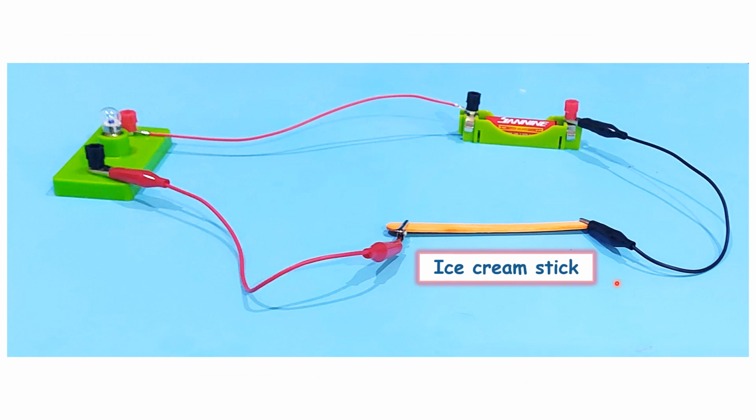Okay, the next object, ice cream stick. Look at the bulb. The bulb does not light up. Ice cream stick is made from wood. It does not allow the electricity to pass through it. So this ice cream stick is an insulator.